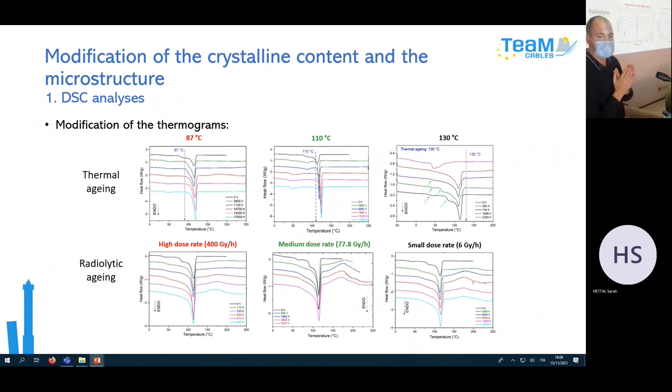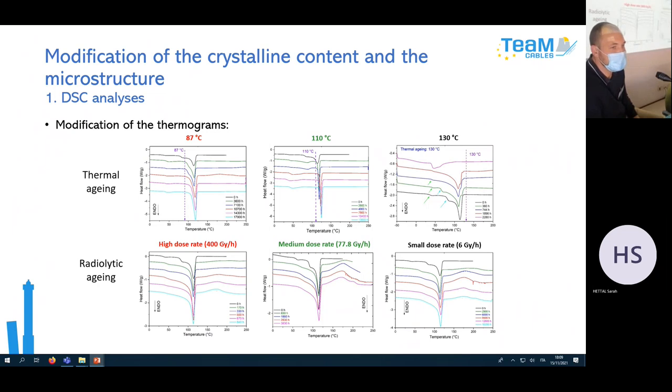If we look at different aging conditions, either thermal aging or radiolytic aging, we can see that the aging behavior, or actually the thermograms associated with the samples that have been aged through different conditions, evolve differently. Let's take a look at, for instance, the thermal aging. So we will have three conditions that have been studied here: 87 degrees C, 110 degrees C, and 130 degrees C.